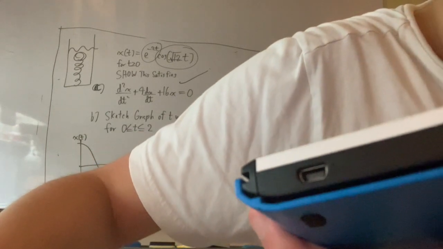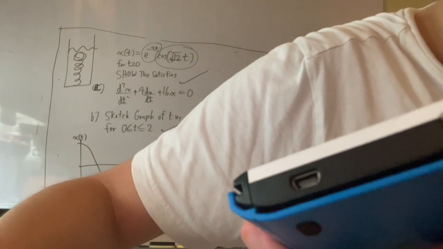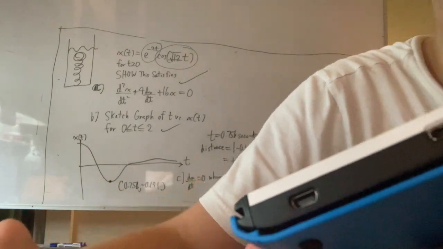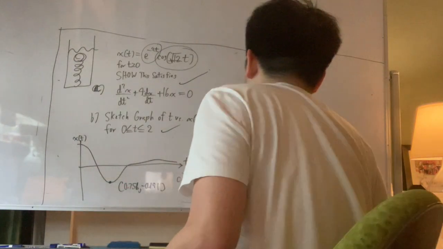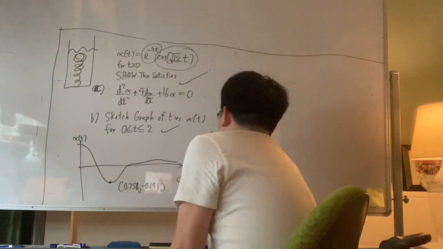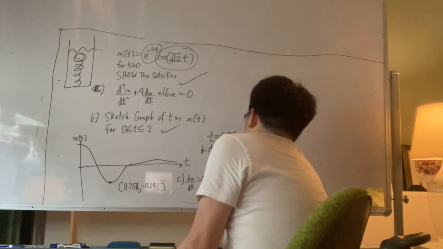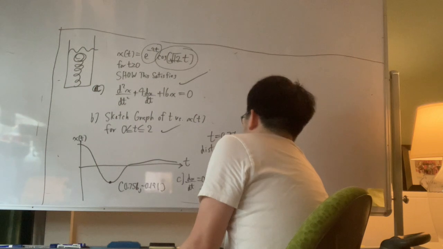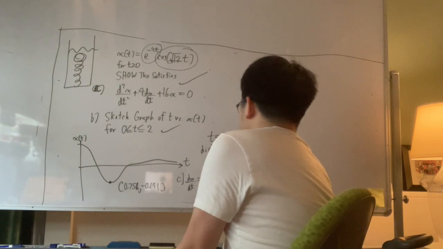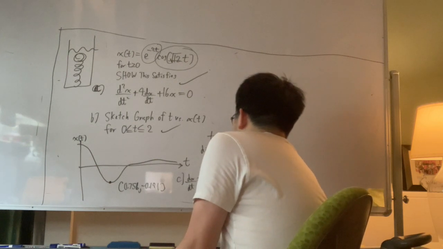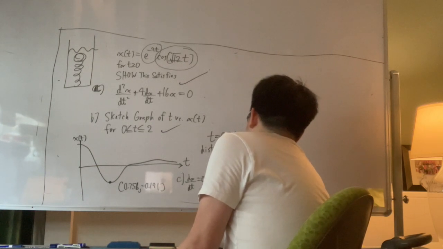Okay, find the maximum speed of the particle during its first second of motion and its distance from its equilibrium position at this time. So then yeah, that's when t equals 0.756 seconds. And this is distance plus 0.19.